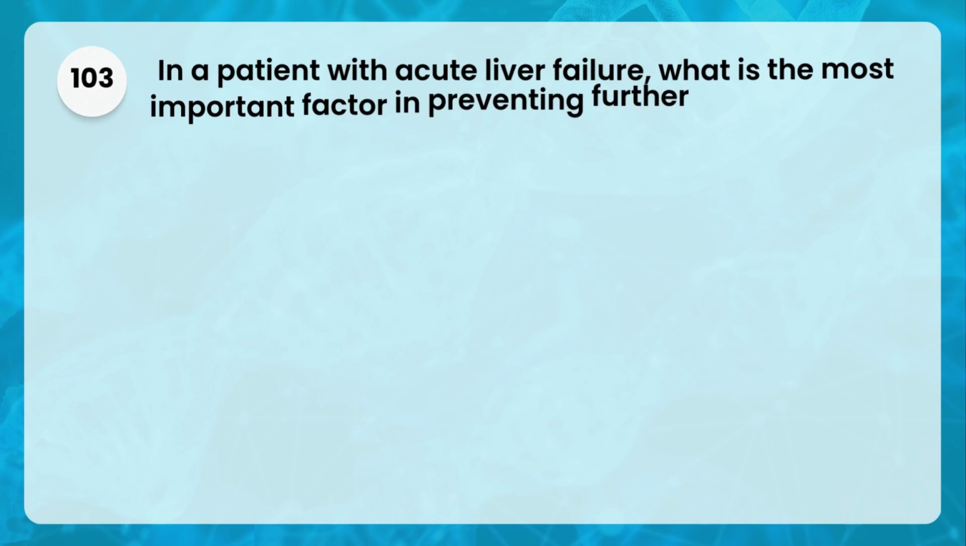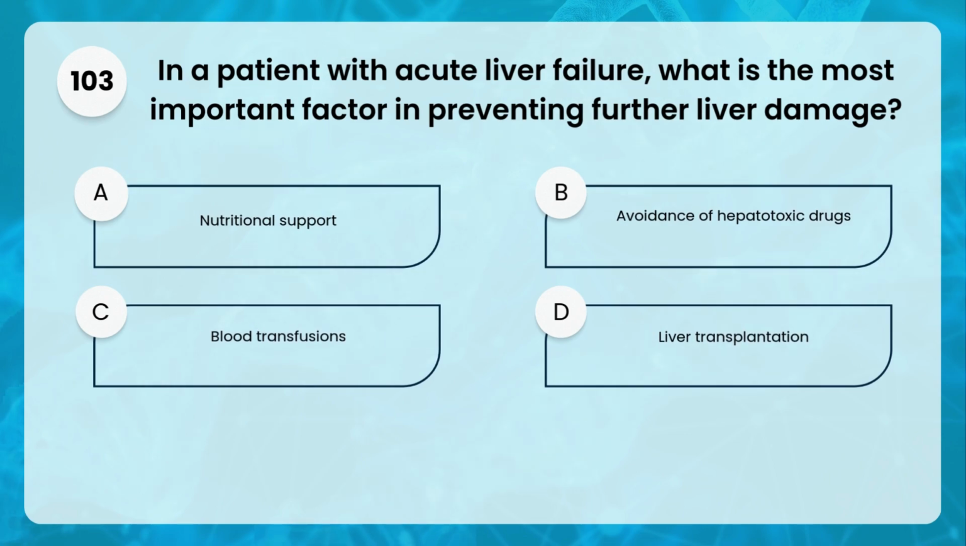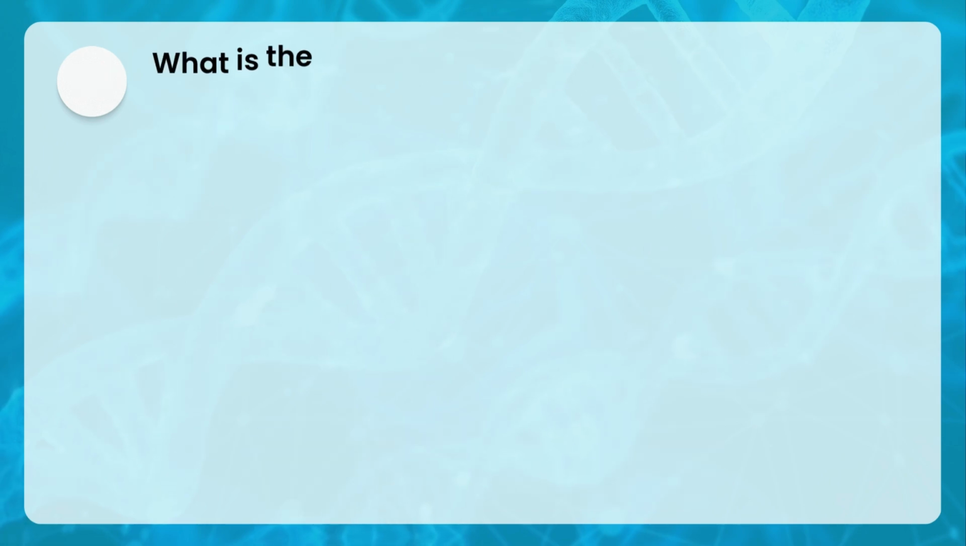103. In a patient with acute liver failure, what is the most important factor in preventing further liver damage? A. Nutritional support. B. Avoidance of hepatotoxic drugs. C. Blood transfusions. Or D. Liver transplant. The answer is B. Avoidance of hepatotoxic drugs.